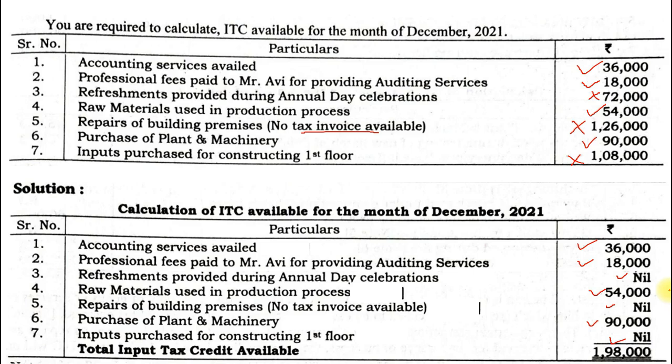Okay. So these are the two sums that we solved under this topic based on input tax credit, also called ITC. So I hope everyone has understood it.